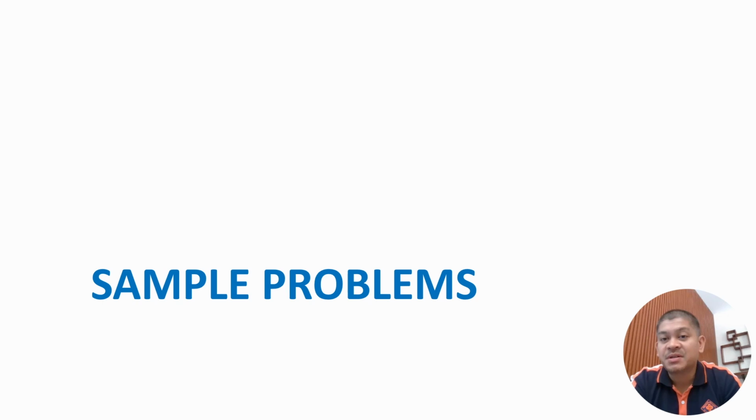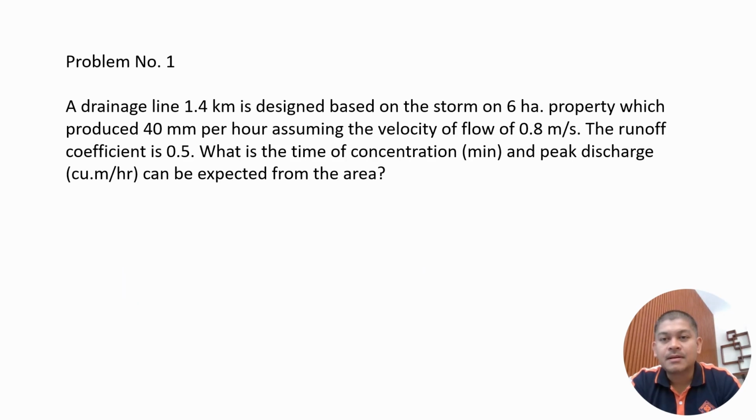Now let us solve some engineering problems to see how these concepts are used in real drainage and highway projects. Okay, so let's have problem number one. A drainage line of 1.4 kilometers is designed based on the storm on 6 hectare property, which produced 40 millimeters per hour, assuming the velocity flow of 0.8 meters per second and the runoff coefficient is 0.5, what is the time of concentration in minutes and the peak discharge in cubic meters per hour, which can be expressed from the area?